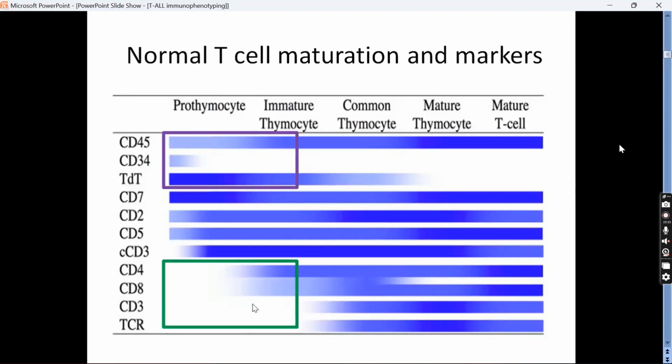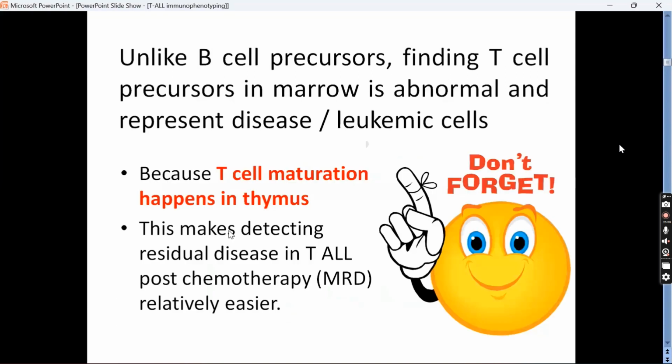Similarly, the expression of markers. See, CD3 is a marker which is expressed in mature T cells. So when CD3 is negative or dim, it is again an evidence of immaturity. So these are all very important points. Similarly, CD5. Dim CD5 is an indicator for immaturity. But again, these are all evidences. You cannot go with only one marker. So that is important.